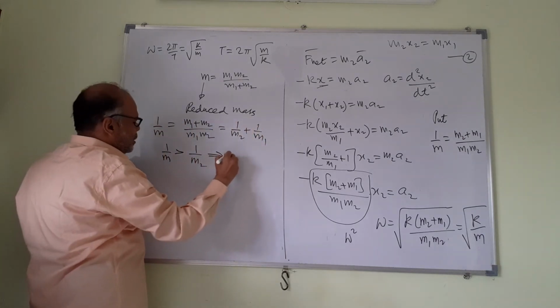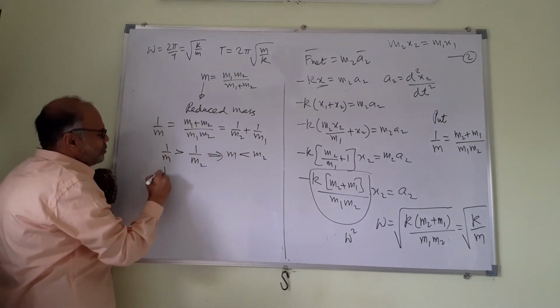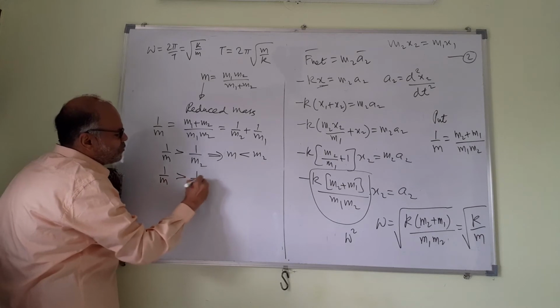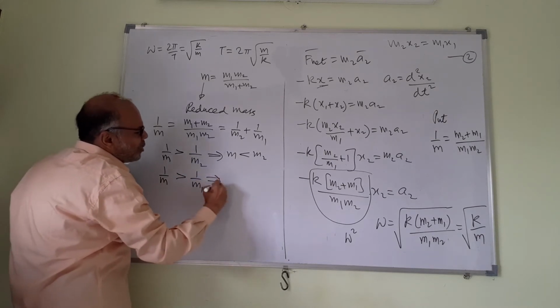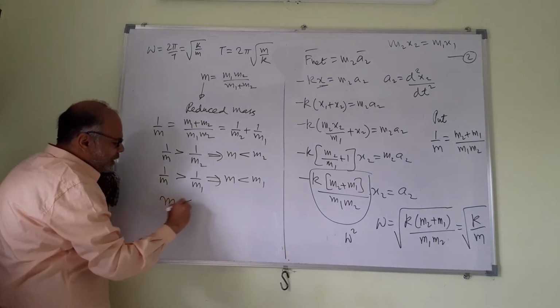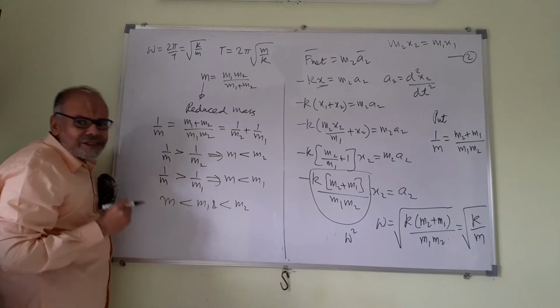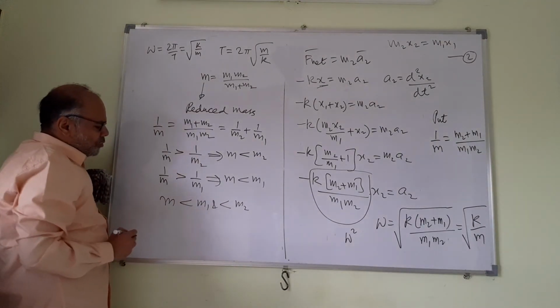This implies m will be less than m2. If I take the reciprocals, similarly I can say 1 by m is greater than 1 by m1. This implies that m will be less than m1 also. So m is less than m1 and less than m2 also. Hence it is called the reduced mass.